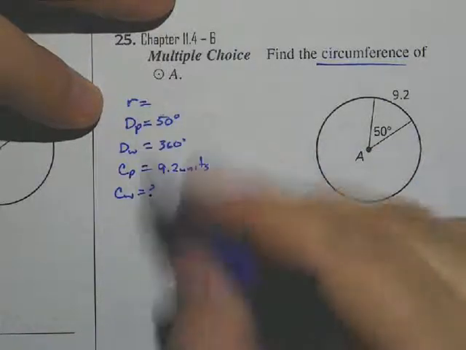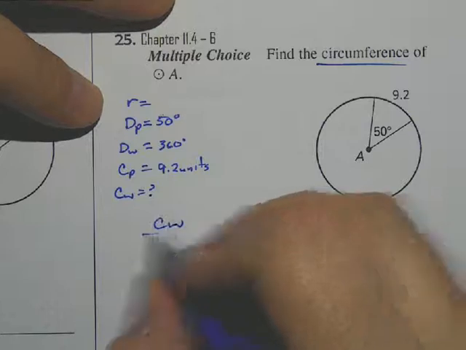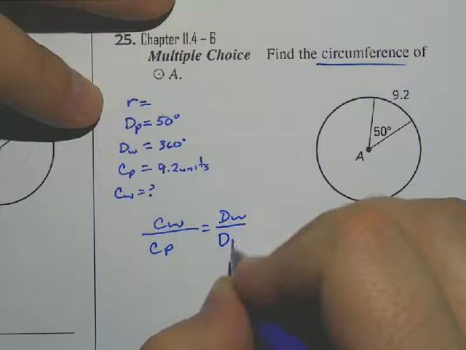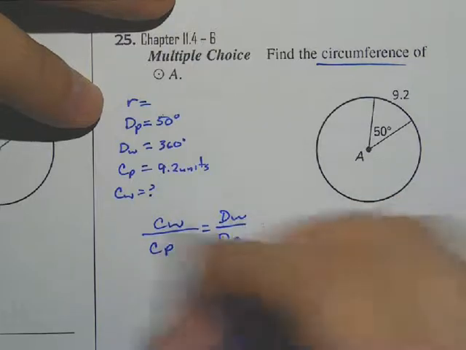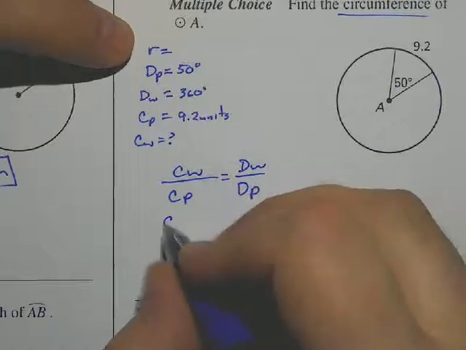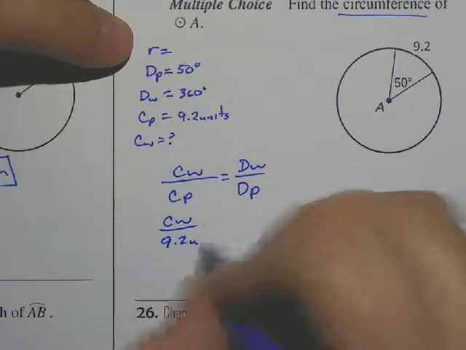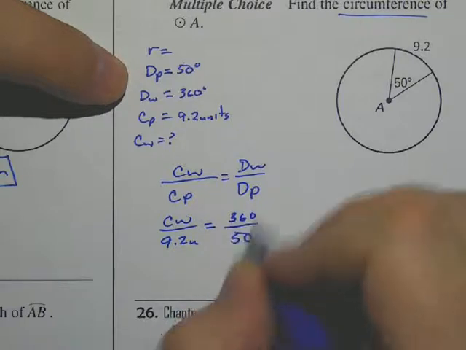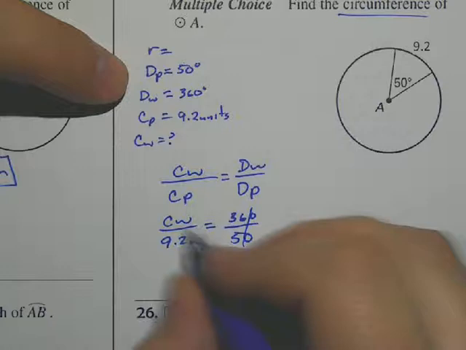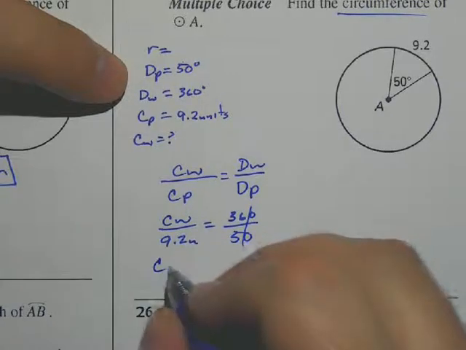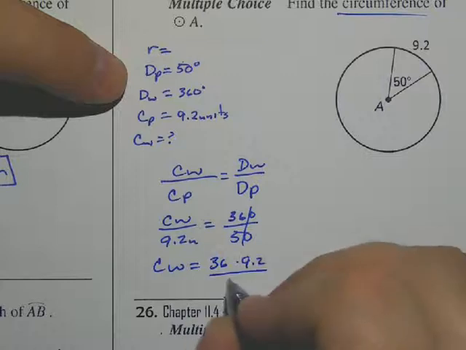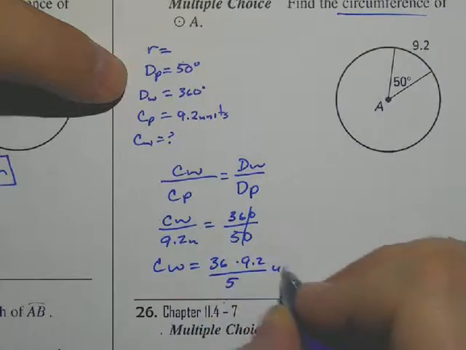So this is what I'm looking for right here. I'm just going to set this up. This will actually be a little easier than the last one. CW over CP equals DW over DP. Notice the things line up: C's, D's, W's, P's. Now replace items. I've got CW over 9.2 units equals DW, which is 360 over 50. Reducing the zeros here, multiply both sides by 9.2, and I'm going to get CW equals 36 times 9.2 over 5, and that's units.